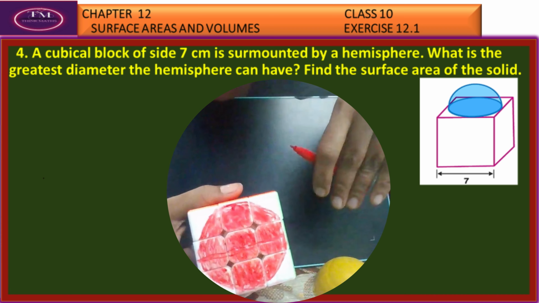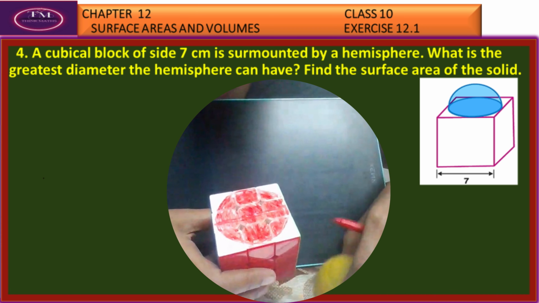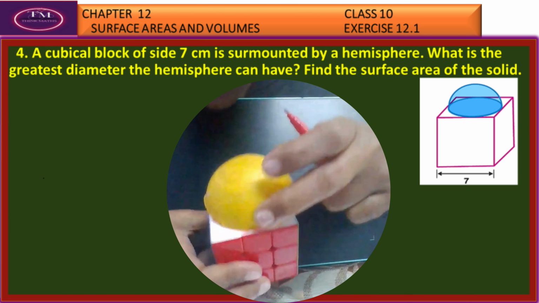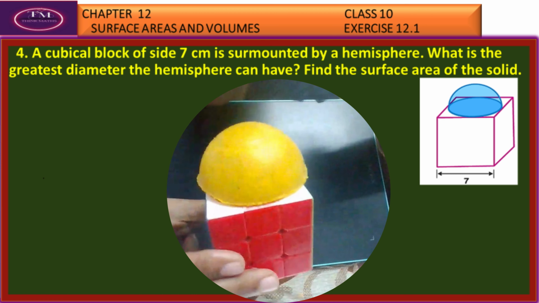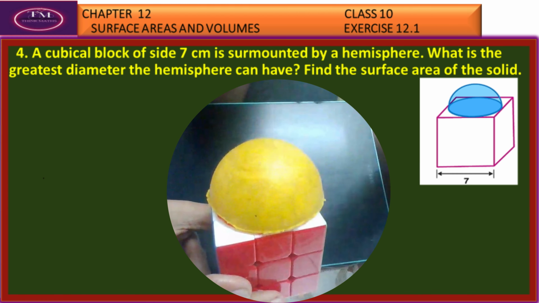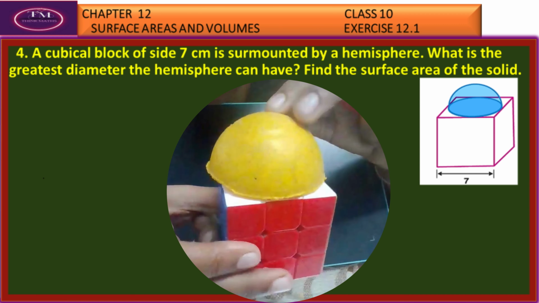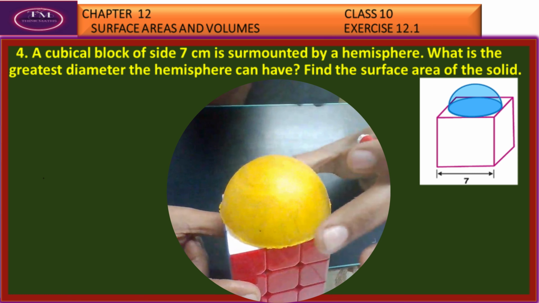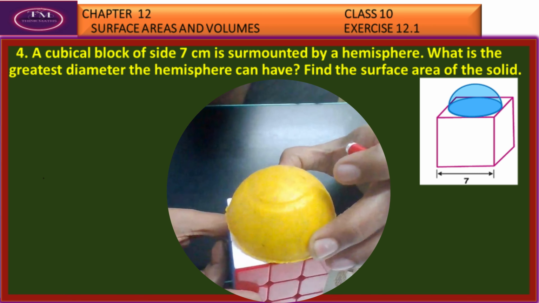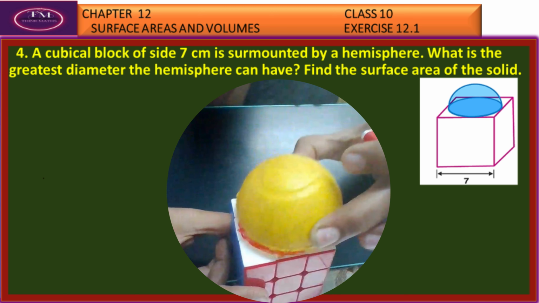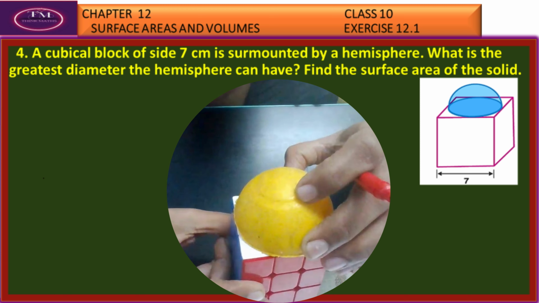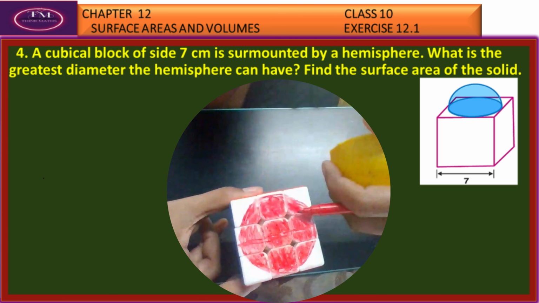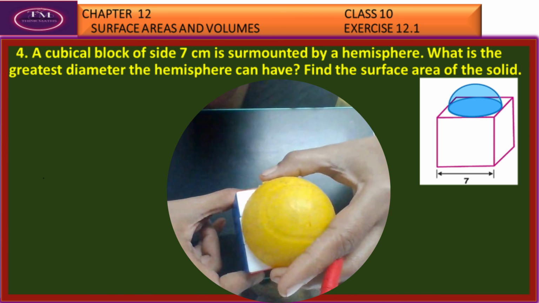Next we have to find out the surface area of the solid. This solid is in this shape, a cubical block surmounted by a hemisphere. So this solid takes the shape of the cube as well as the shape of the hemisphere. In this, what happens? The base area of the hemisphere is hidden. This base area on the cube is hidden by the hemisphere.